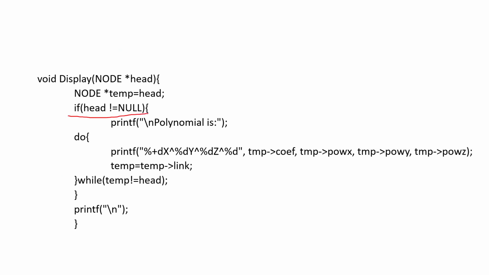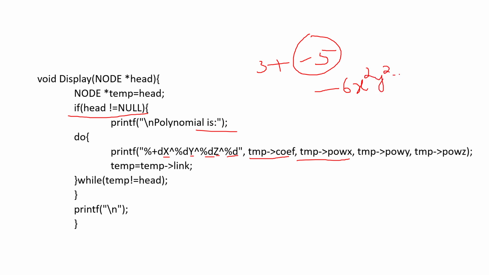If head is not null, something is there. If head is null, it is empty. Otherwise, you have to display the coefficient first, then x and its exponent, y and its exponent, letter z and its exponent. Like in the case of 3 x square y square z square and minus 5 something. To display this sign properly, like minus 6 x square y square and z square, I need to display the sign also. For that, plus d is used.